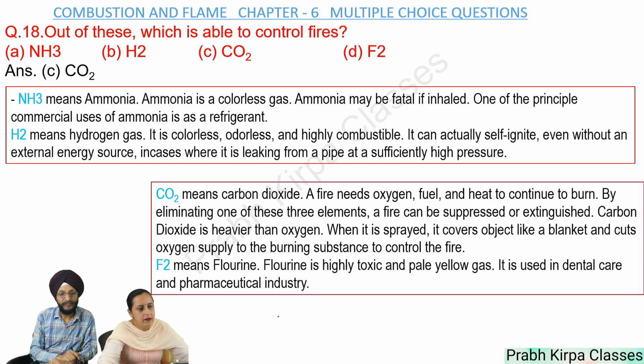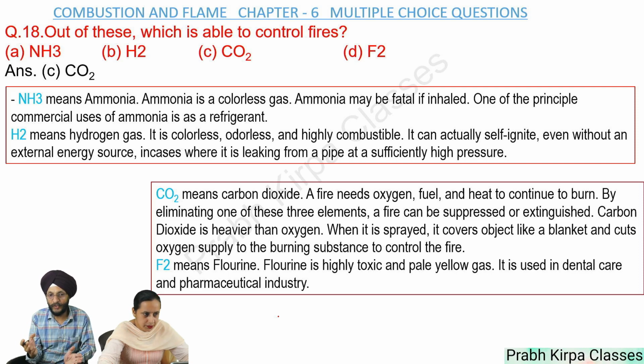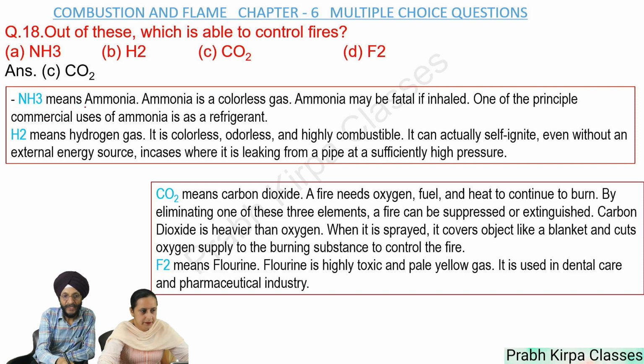Question number 18. Out of these, which is able to control fires? A. NH3, B. H2, C. CO2, D. F2. So the answer is CO2. Before giving the answer to this question, we must understand what NH3 stands for, what is the meaning of H2, CO2 or F2. Only then can we give the answer to this question. So first we read NH3. NH3 means ammonia. Ammonia is a colorless gas.